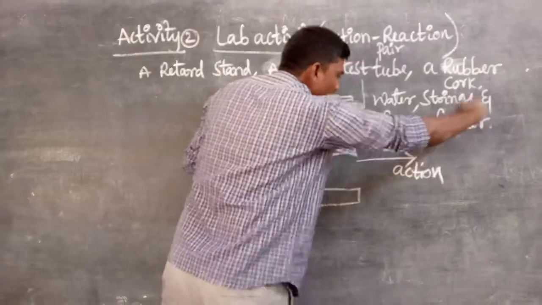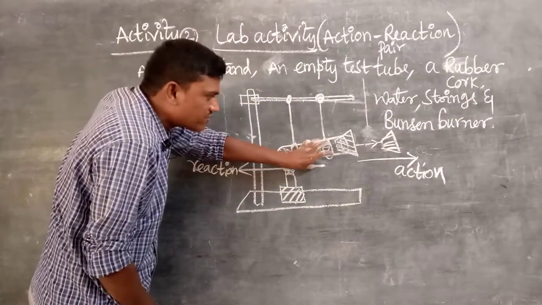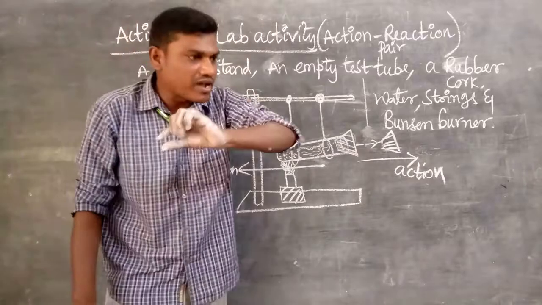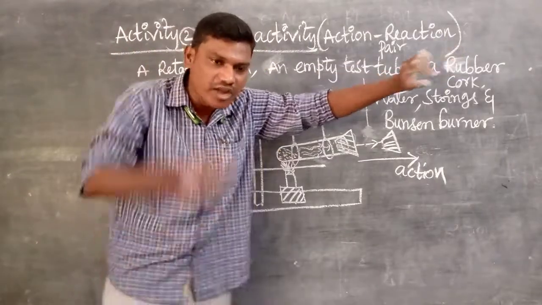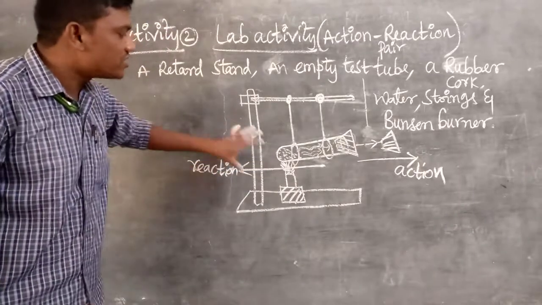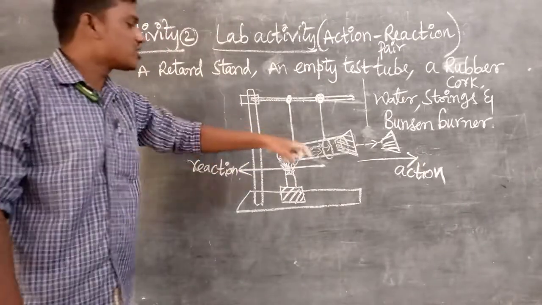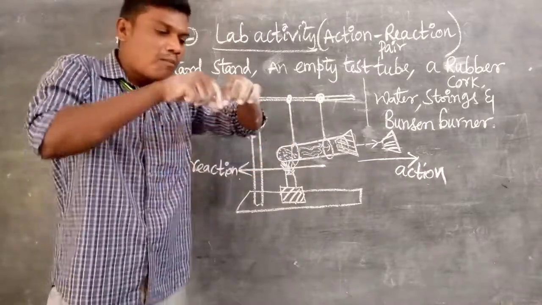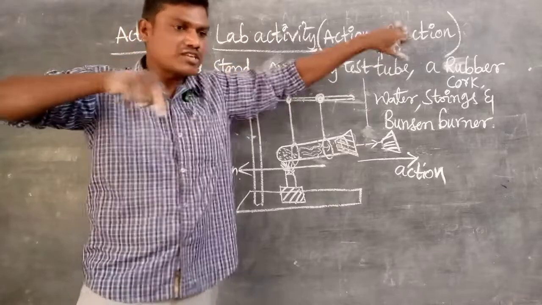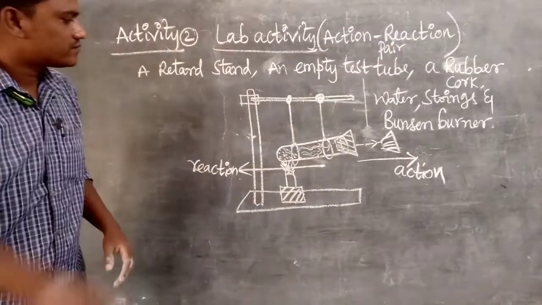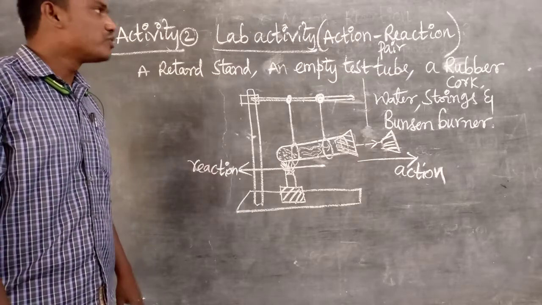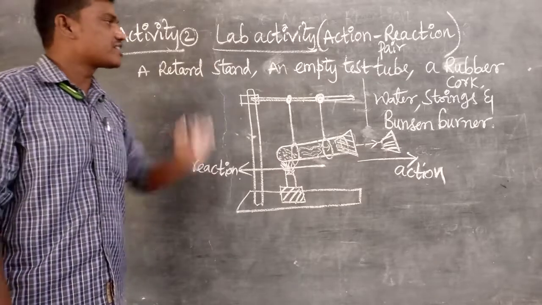When the rubber cork comes outside, you observe that the test tube moves backward. That is the reaction. So the rubber cork coming outside is the action. The test tube moving backward is the reaction. That's right. So in this concept, we observe that action and reaction are a pair, meaning both happen simultaneously at a time. The rubber cork comes outside, and immediately the test tube goes back. So this is one of the activities to prove or understand that action and reaction are a pair.